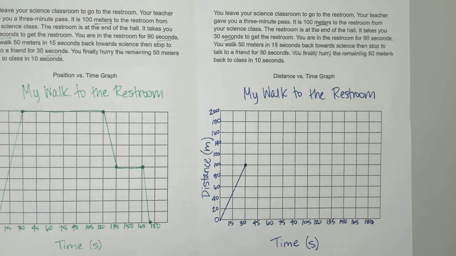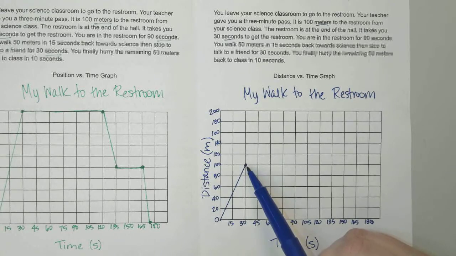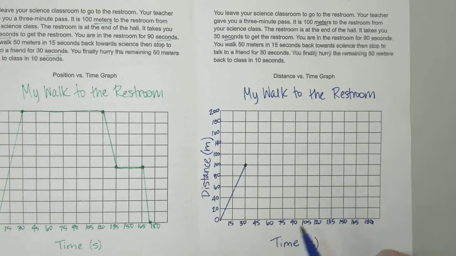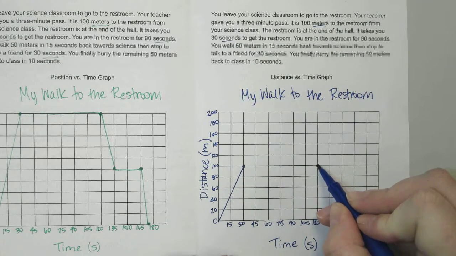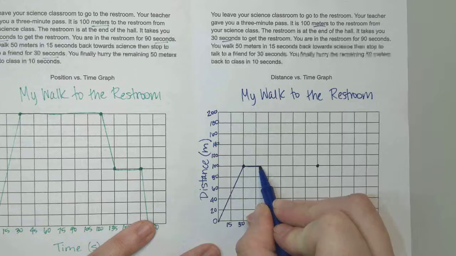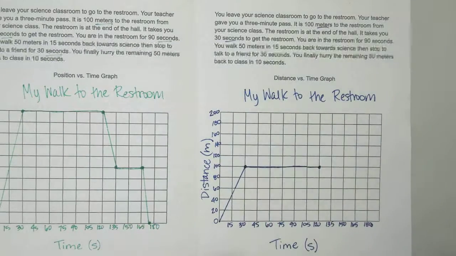When we're in the bathroom, when we're still, remember on our position time graph, that was the flat section, a horizontal line. Same thing on a distance time graph because our distance isn't changing. If we had a pedometer or a Fitbit tracker keeping track of how far we walked, when we stay still, the numbers don't keep going. So we went 100, now we stop for 90 seconds. So remember, 30 plus 90 puts us at 120. So we can trace that straight line or use a ruler.